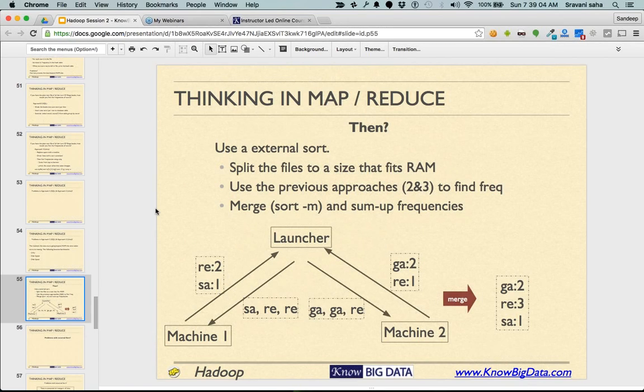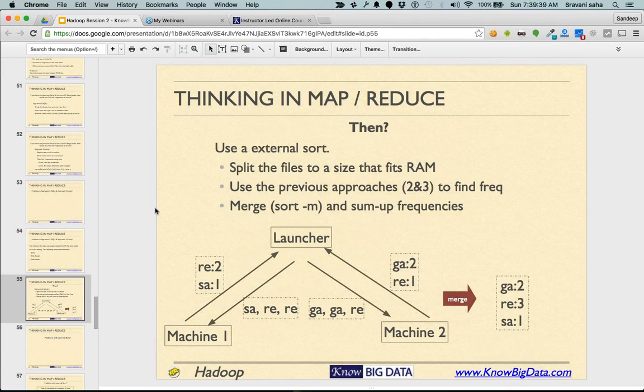So now let's have a look at one of my plans. Let's say we come up with something called external sort. We thought about it: our disk is becoming a bottleneck and our single computer is becoming a bottleneck, so let's do the sorting using external machines. So what we did was we got two more machines. So now we have three machines. One we call launcher, the other we call machine 1 and machine 2.